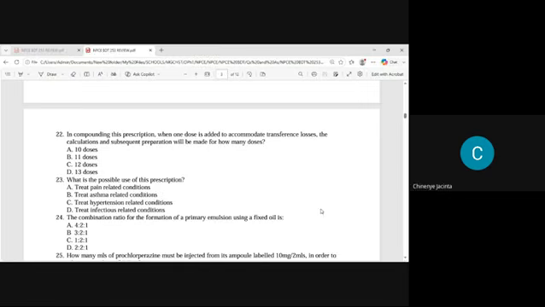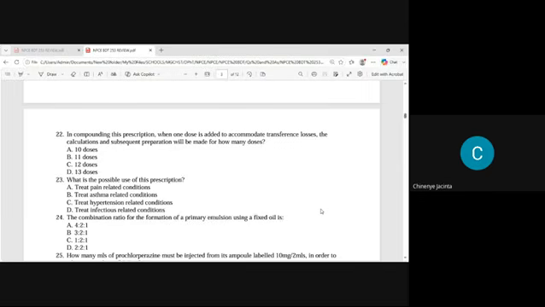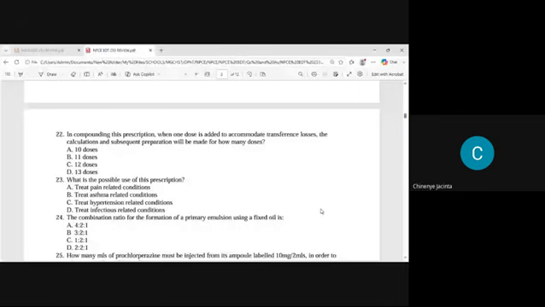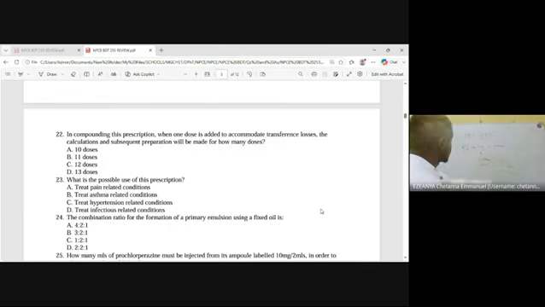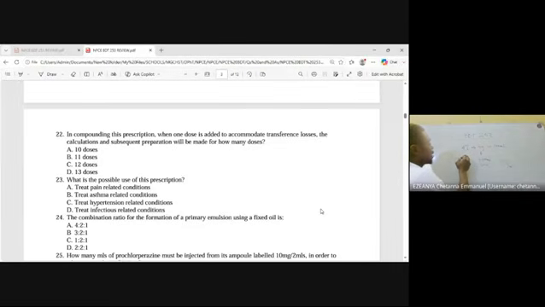11 doses. Why do you say 11 doses? In the prescription, it was written we should prepare for 10 doses, and the question said to accommodate transference losses. So we'll add 11. So what do we call that thing you added? That's the name we call what you added to take care of transference losses. Overage. God bless you.